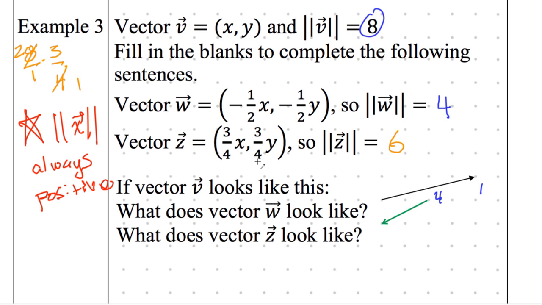Vector z is going to multiply each of these by 3/4. So it's not going to be quite as long as 8. In fact, 3/4 times 8 is 6. Does that really help us? Well, 3/4 times 4 is 3. So that means I'm going to go right 3. So from here, I'm going to go right 3 and then up. Instead of 1, I'm going to go up 3/4. There is my vector.